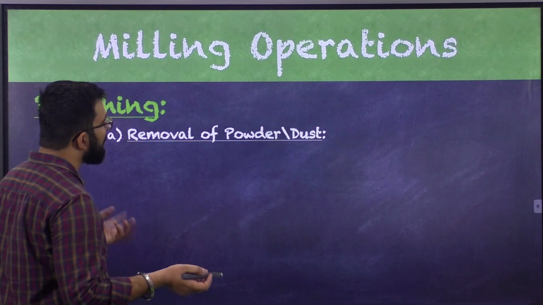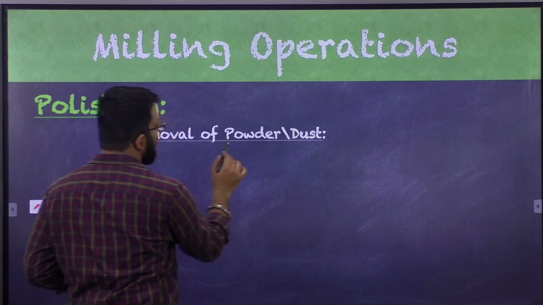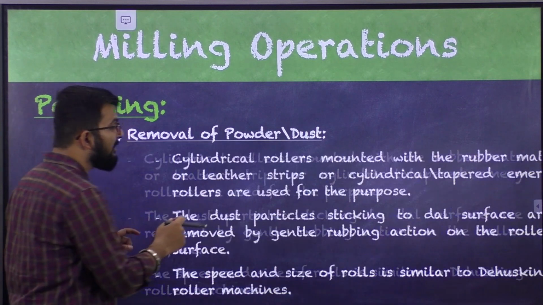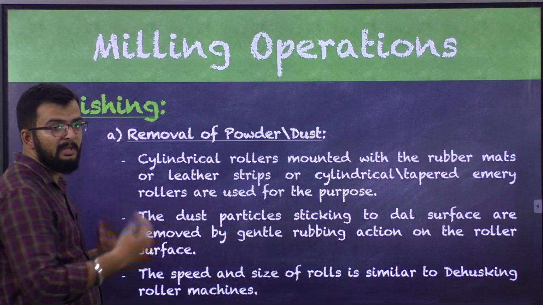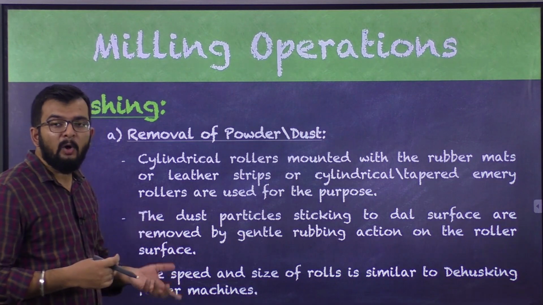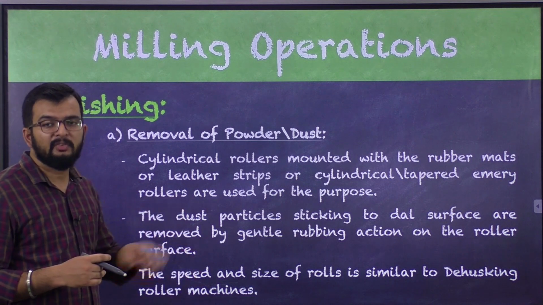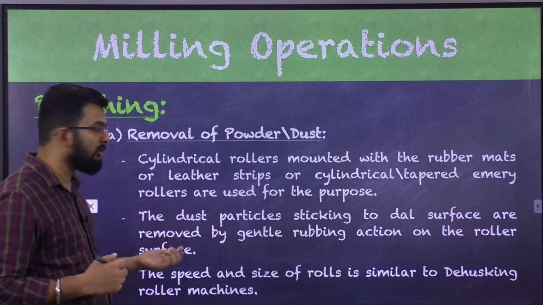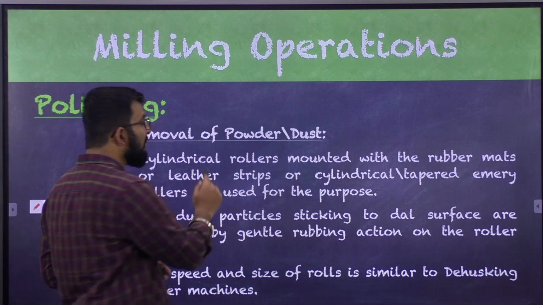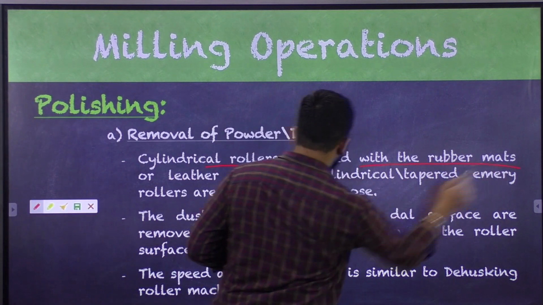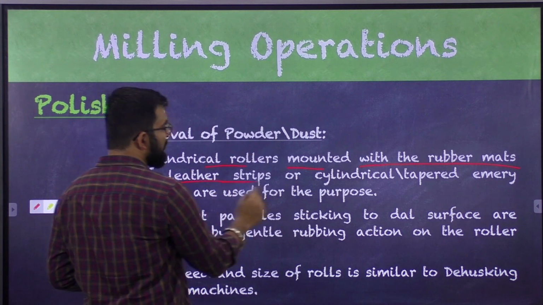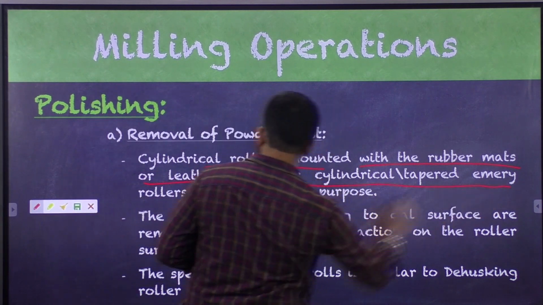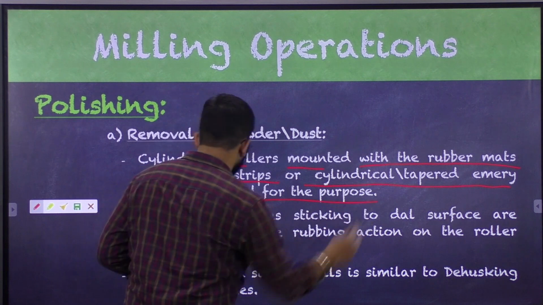Okay, so next, in polishing, we will see different types or methods of polishing. First one is removal of powder or dust. As discussed, during certain types of milling or dehusking operation, the powdered cotyledon will adhere to the surface of your pulses. So these need to be washed off or removed. Cylindrical rollers mounted with rubber mat or leather strips, or cylindrical tapered emery rollers, are used for the purpose.